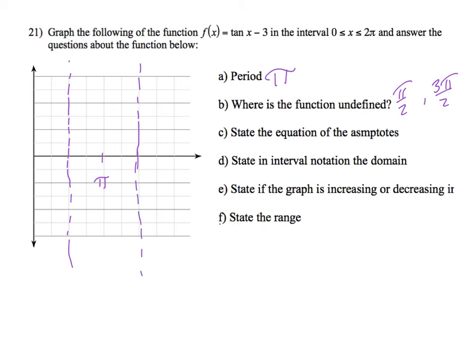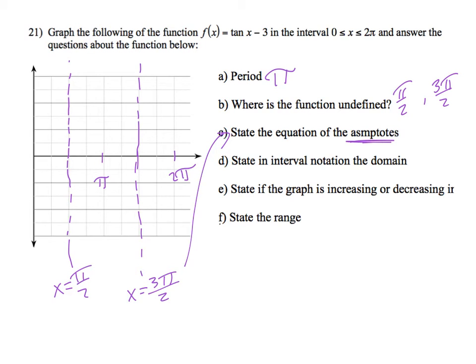Okay, we have to draw these. These are your asymptotes, and they're asking for the equations for them. So the equations of the asymptotes are just simply x equals pi over 2 and x equals 3 pi over 2. Those are the two spots. So that's the answer to this one.